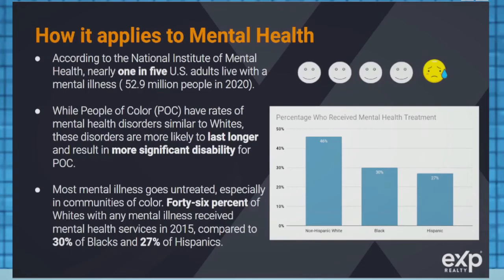We stick to the old adage of suck it up, tough it out. Or we ignore it, or we don't admit it to ourselves. If only 46% on the high end and 27% on the low end of us are actually seeking treatment, that tells us something's wrong in the way we're thinking, right? So we need to approach that.